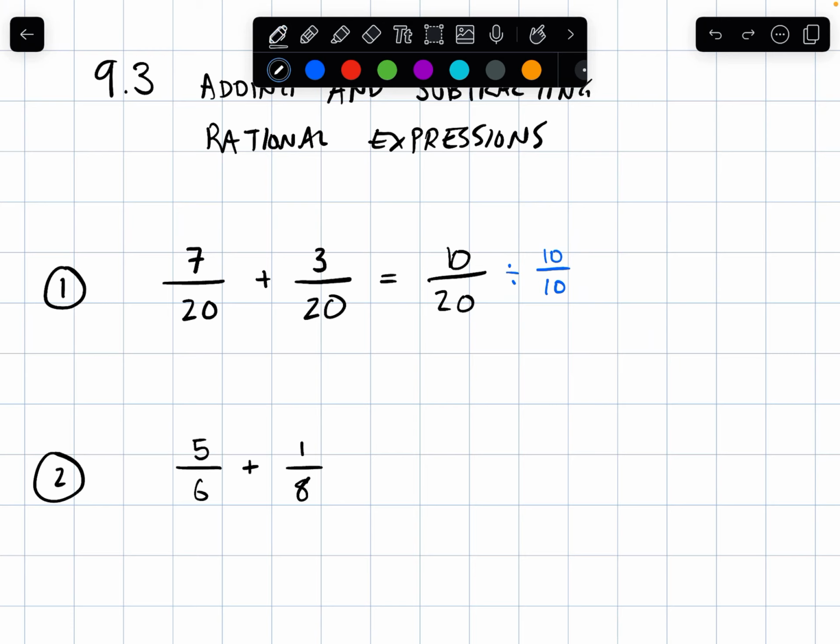So I'm not changing the value of this expression, I'm just changing how it appears, right? If I eat a pizza that has 20 slices, instead of eating 10 out of 20 slices, that'd be the same thing as eating 1 out of 2 slices, or 1/2. All right, so remember, you always want to reduce those fractions if possible.